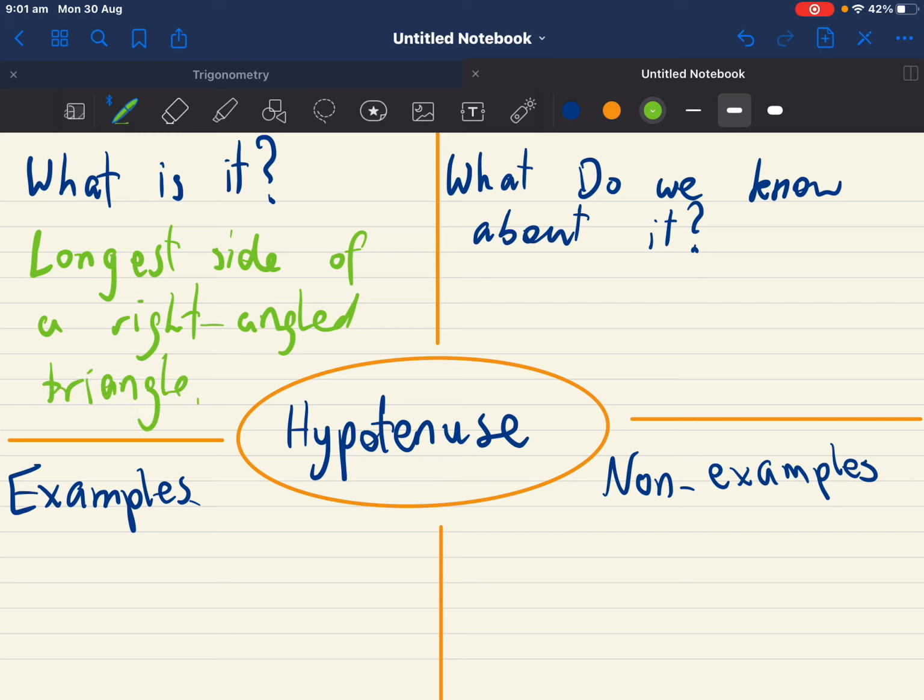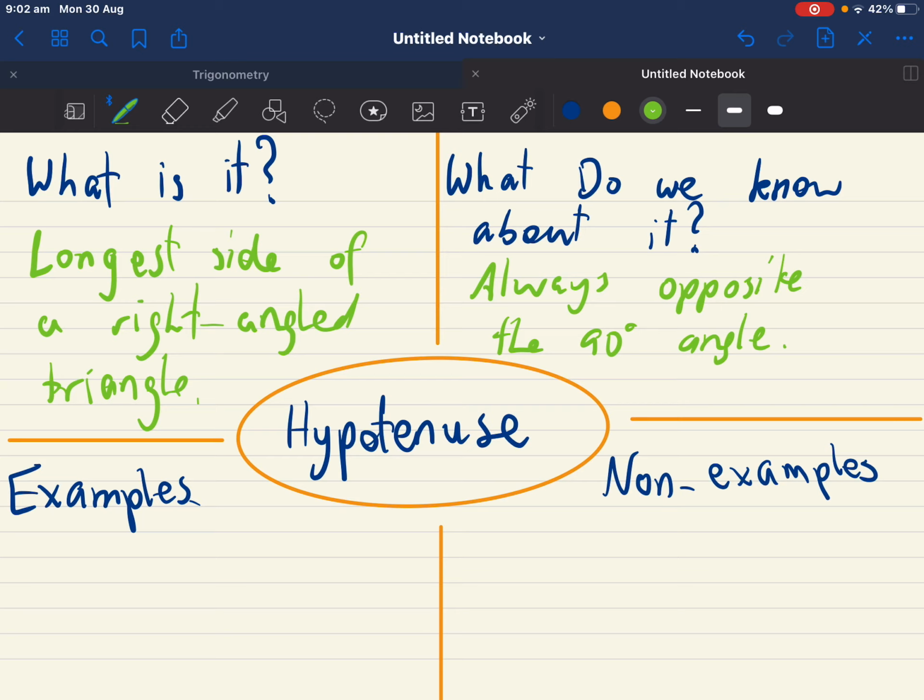The next step, what do we know about it? So you would put down, now again, what you would write down will obviously be worded a little bit different to what someone else writes. There's probably lots of different things we know about it. You just need to give one or two things that you know about it, just in your own words. In this case, what I'm going to write is it is always opposite the 90-degree angle, or in other words, the right angle.